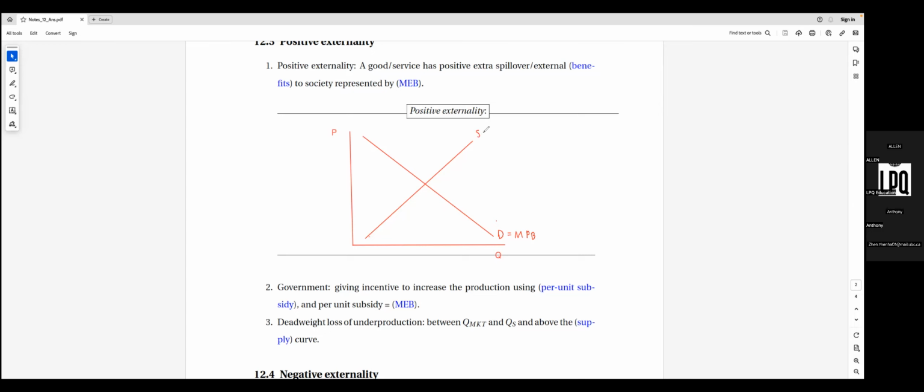The supply curve, for the producer of the vaccination, the medicine, equals marginal private cost, MPC. Okay, and the intersection gives you the market equilibrium. It's called the private market equilibrium. We label this one P, and we label this one Q.